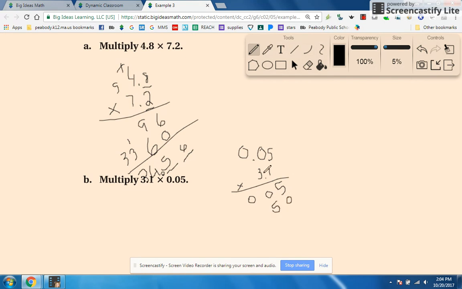3 times 5 is 15, carry the 1. 3 times 0 is 0, plus 1 is 1. 3 times 0 is 0. So now I'm going to add my 2 rows. I get 5, 5, 1, 0.